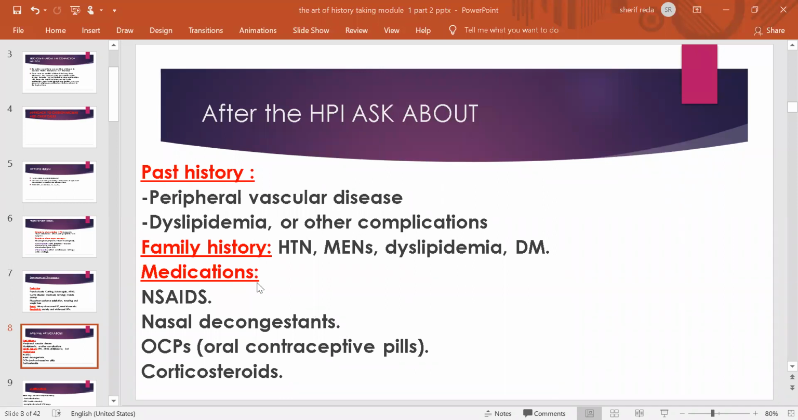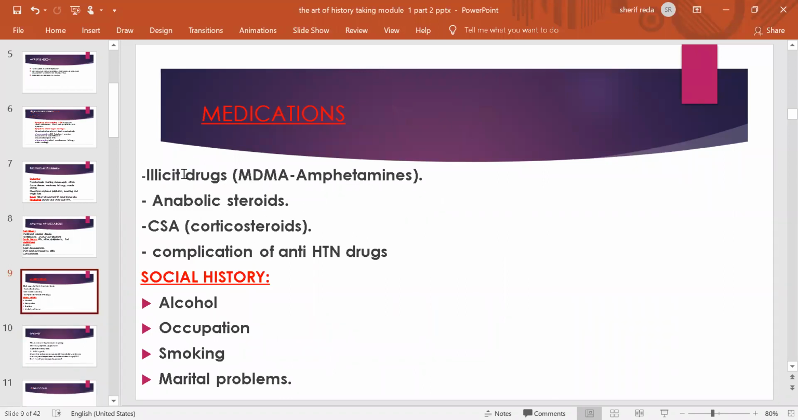And also, when you ask about drugs history, you have to ask about non-steroidal anti-inflammatory drugs, nasal decongestants, oral contraceptive pills, and corticosteroids, because all these drugs can increase the blood pressure. You can ask also about anabolic steroids, illicit drugs, cyclosporin, and complications of antihypertensive drugs. All those drugs are risk factors for developing hypertension.